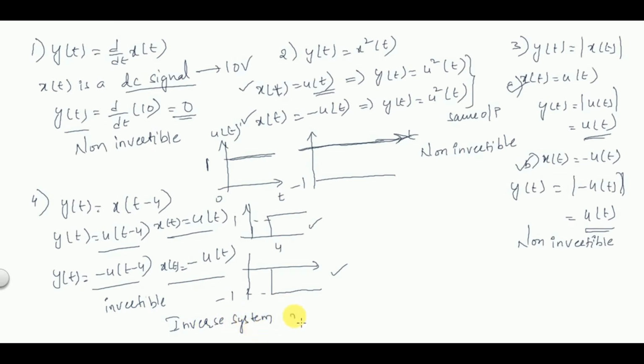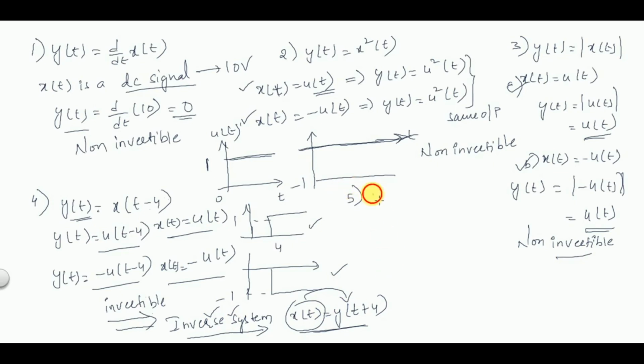Therefore the inverse system is given by x of t is equal to y of t plus 4. This 4 goes to that side. So if you add 4 to the given t, then you will get x of t equal to y of t. That is, you can recover the input signal from the output. So this is said to be the inverse system. First of all you have to find whether the given system is invertible or not. If it is invertible, then you can find the inverse system like this. Very simple. If it is not invertible, then there is no need to find the inverse system.